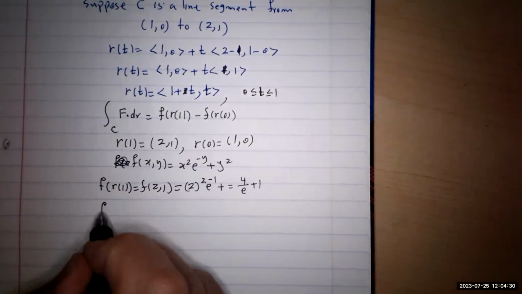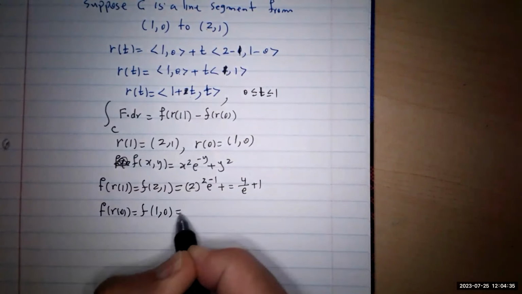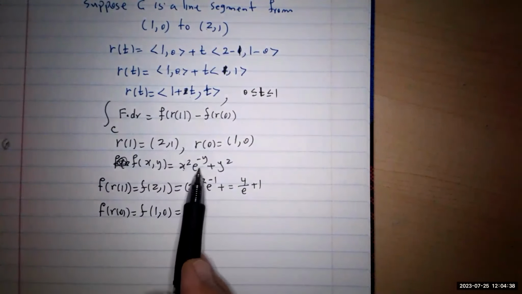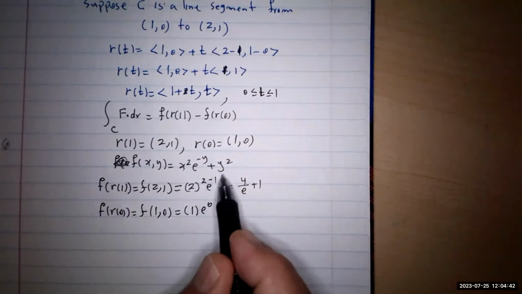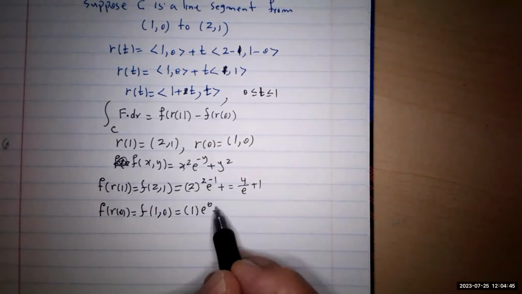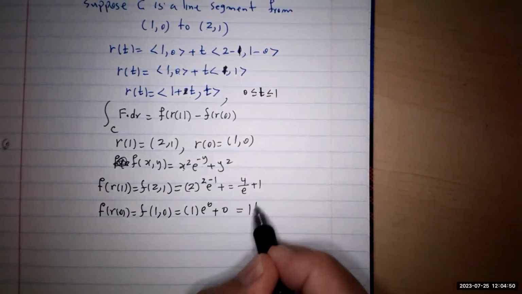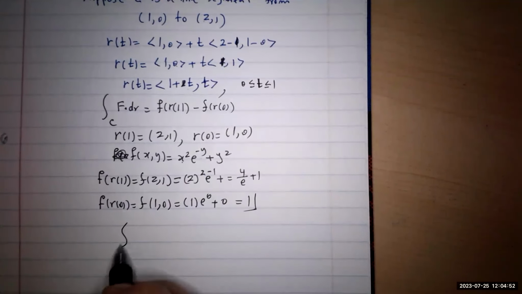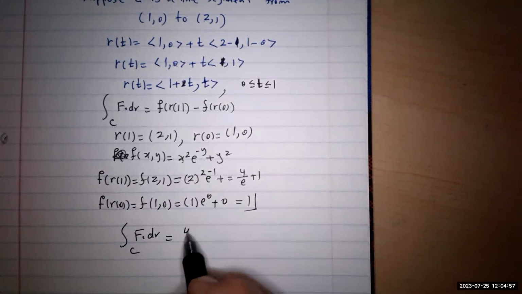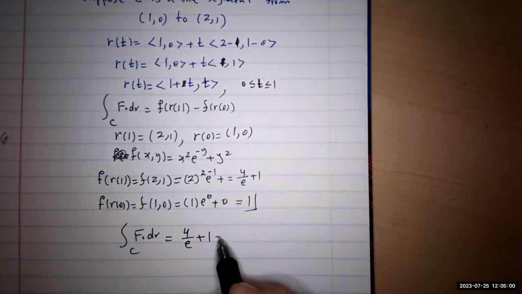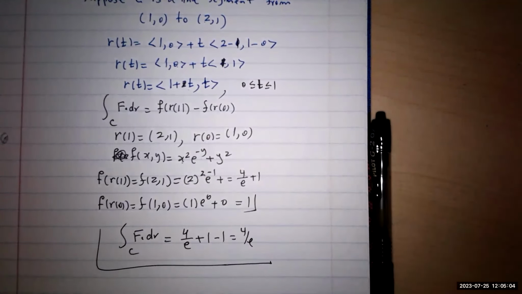And F of r of 0, which is F of (1, 0). If you substitute x equal to 1, that gives you 1 times e to the 0, which is 1, plus 0. So that gives you 1. So the integral of F dot dr over C is going to be 4 over e plus 1 minus 1. So the result is 4 over e. That gives you the result of the integral.